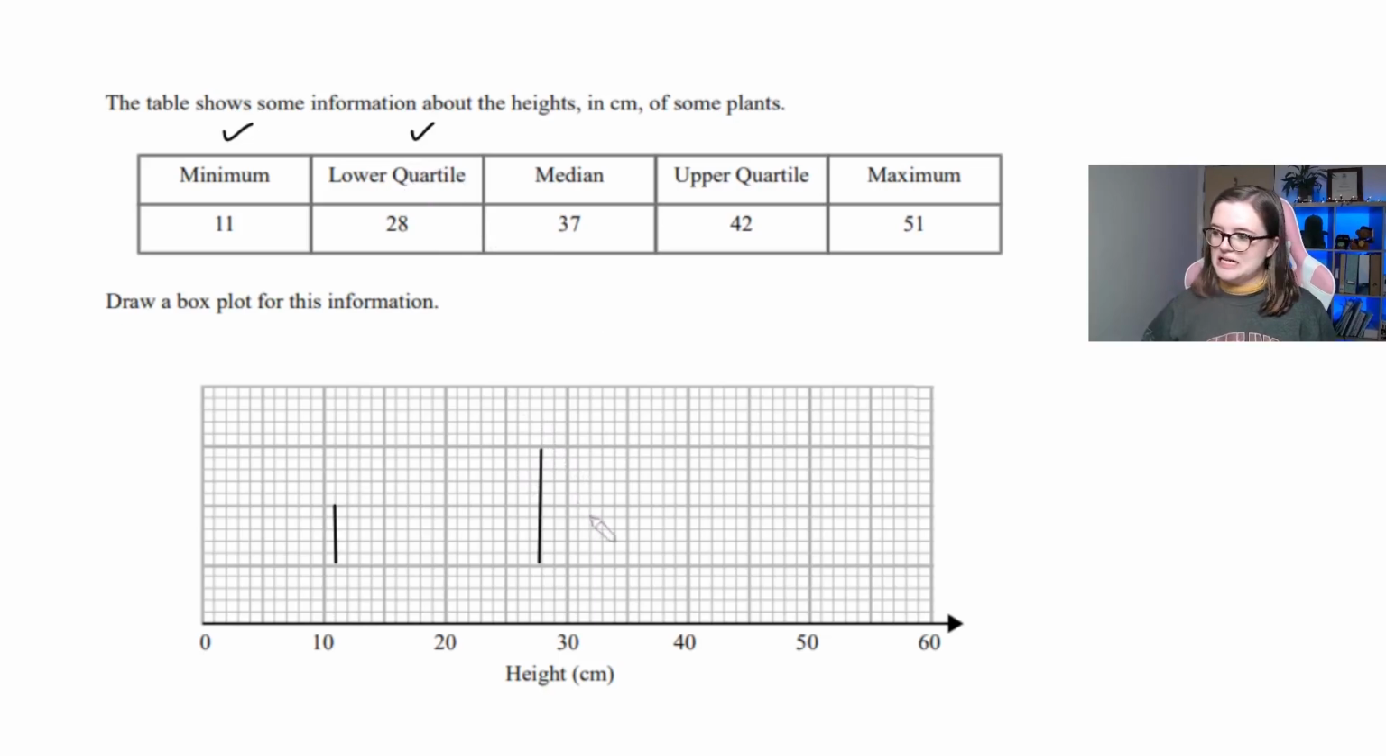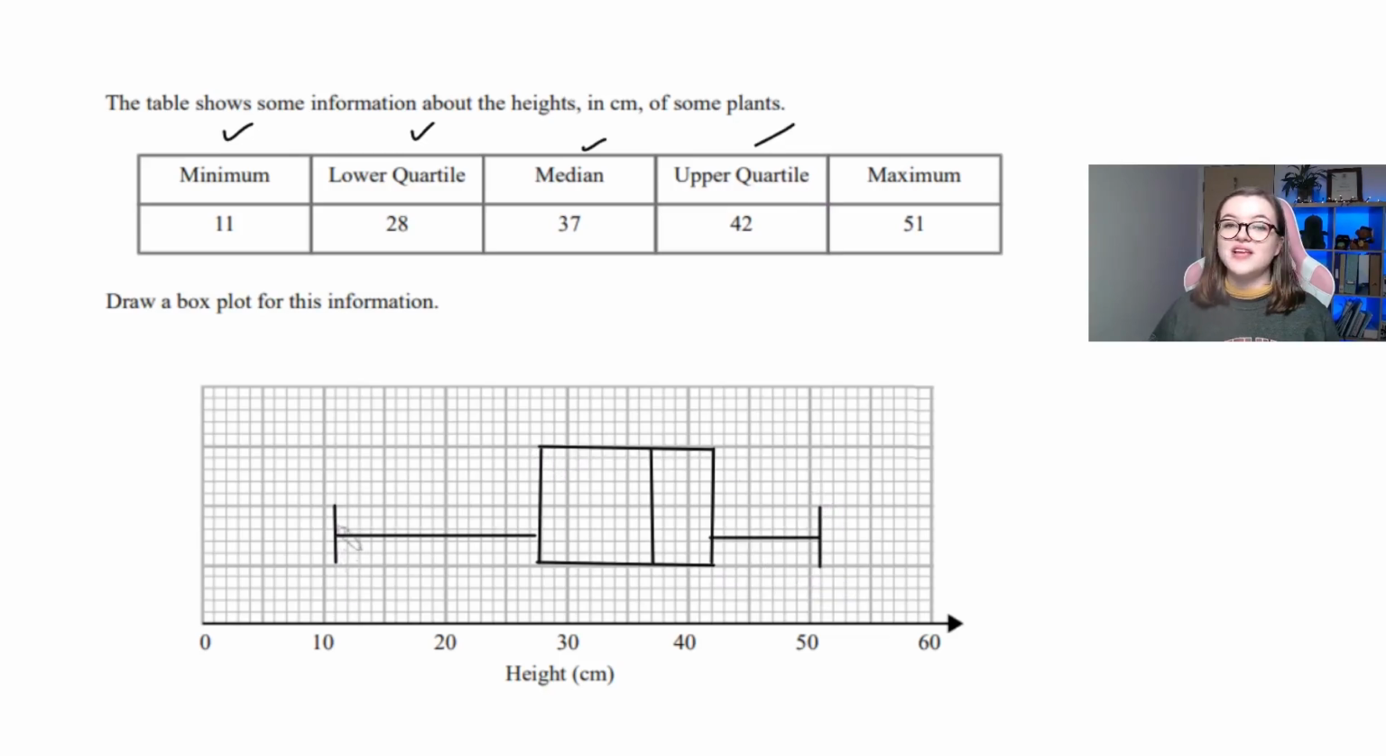The median is the middle plant, so you're taking a feel at the ends, a quarter, and the middle, which is the median, which is 37. Then the upper quartile, which is 3/4 of the way through the data, which is 42, this one here, and then 51, which is this one here. And then all we need to do is connect all those up.